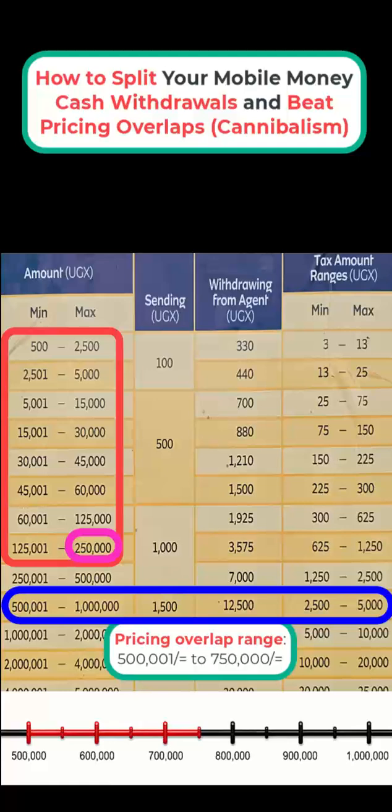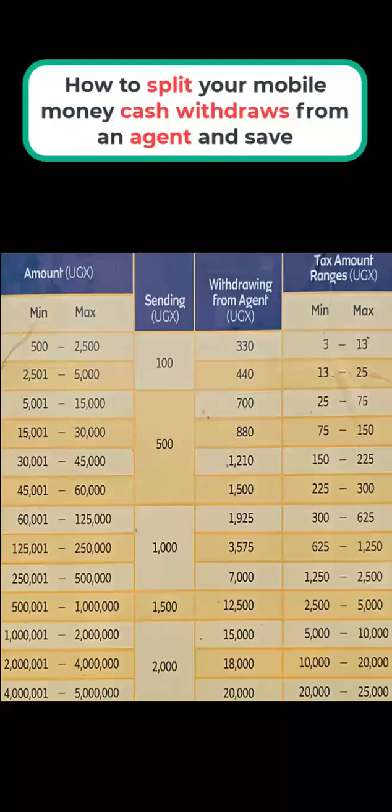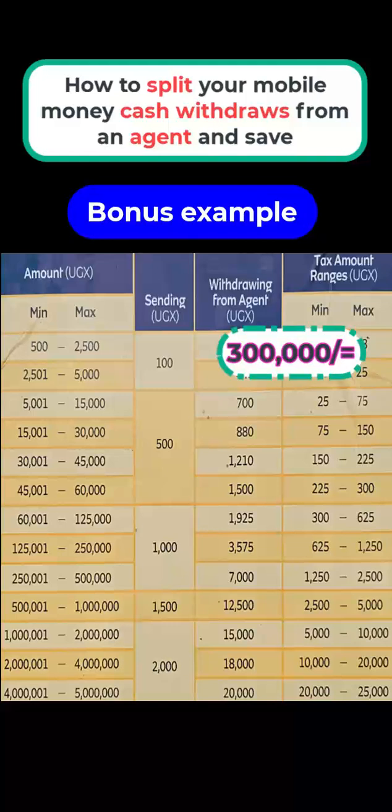And that's exactly why splitting didn't help when we tried to split 800,000 shillings, because the second transaction would have been 300,000, which is above that 250,000 limit. So, once the second transaction goes beyond that limit, you lose the benefit of cannibalism. And that's why splitting fails for this amount, since it falls outside the cannibalism range, as you can see on the horizontal scale.